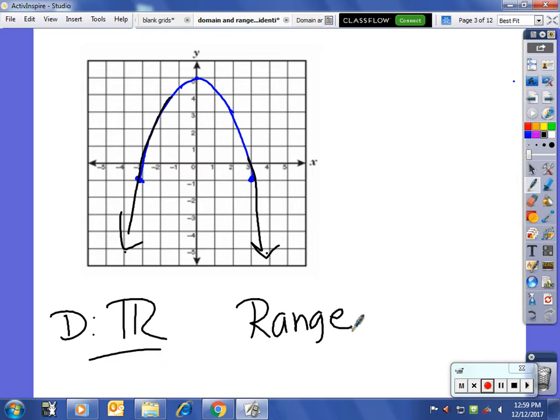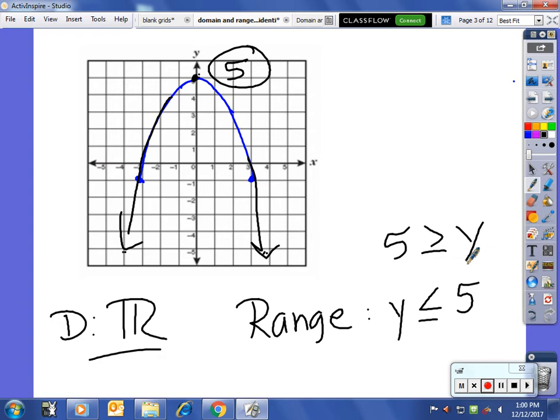Range, however, is not all real numbers. When I look to the top, do I see an arrow at the top? No. I see a point at the top. Do I see an arrow at the bottom? Yeah. Okay, so it's continuous as it moves down, but it's not continuous as it moves up. The highest y value right now is a 5. All the other y values go down from there. So how would I describe that? y is less than or equal to 5. Which, yes, that's the same thing as saying 5 is greater than or equal to y, but they usually write it with the y first. All of the y's of this picture are less than 5. They're under the 5.